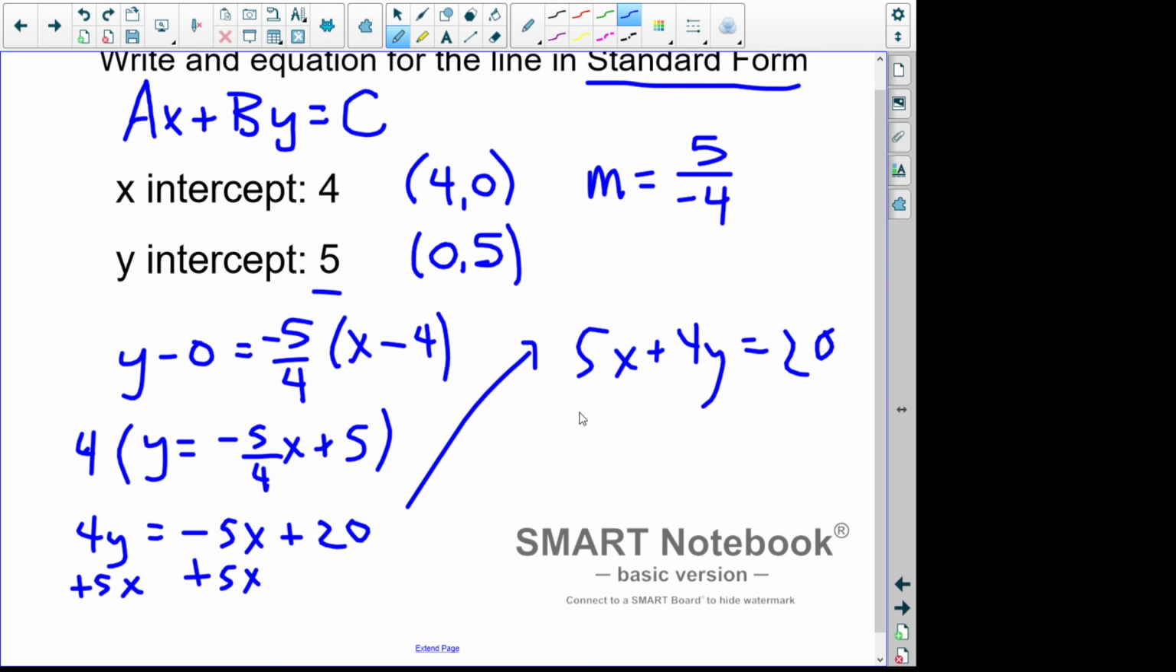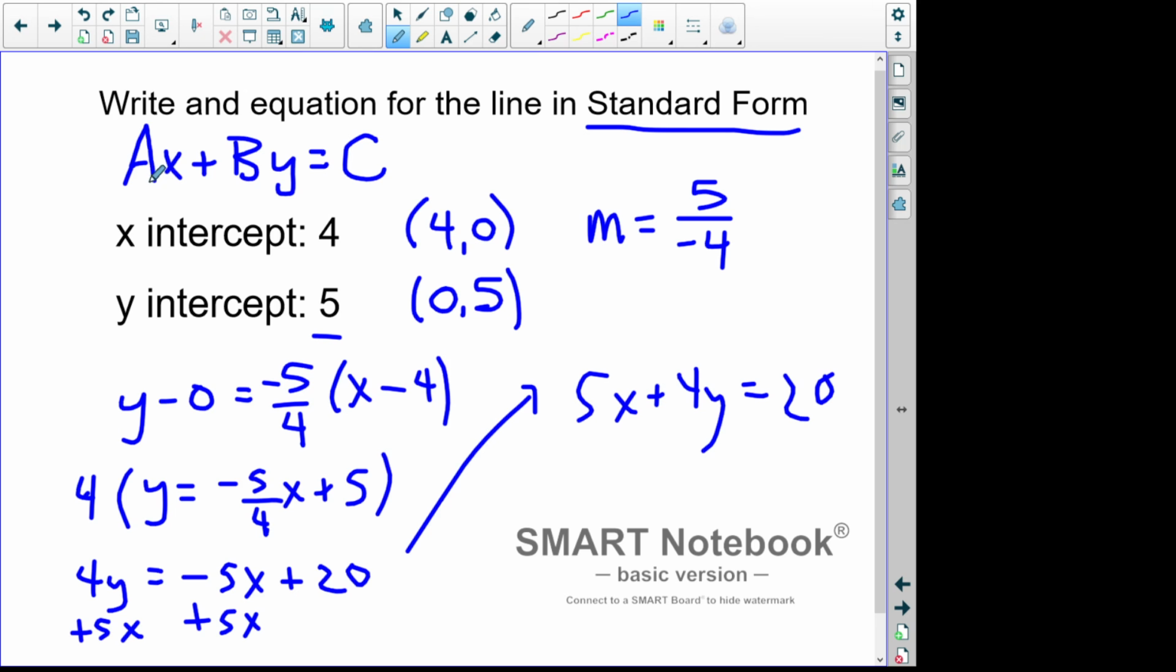Okay, so let's double check this. Standard form, ax plus by equals c. I've got the x and the y terms on the left-hand side. My x term comes first. I've got all integers here. There's no fractions anymore. We got rid of those fractions. And my 5 is a positive number, which is what I want. I want that a value to be positive. So there is my standard form: 5x plus 4y equals 20.